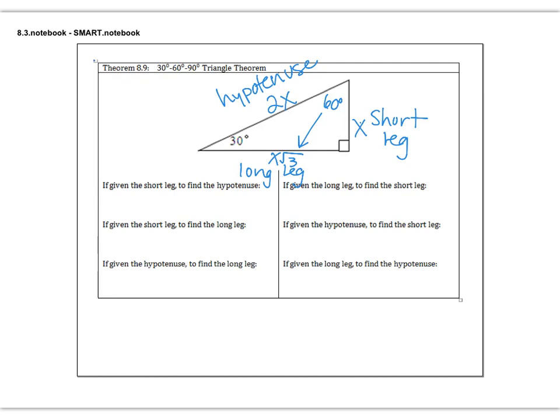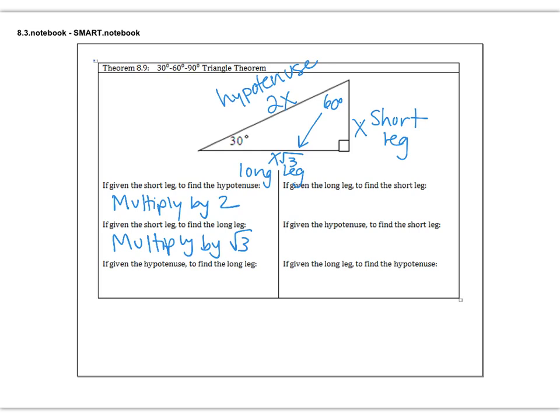So let's talk through this. If you're given a short leg, how do you find the hypotenuse? You multiply by 2. Hypotenuse is double the short leg in a 30, 60, 90 triangle. What if you're given the short leg? How do you find the long leg? Well, then you multiply by square root 3.